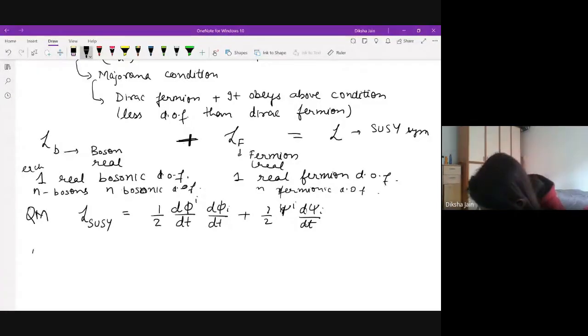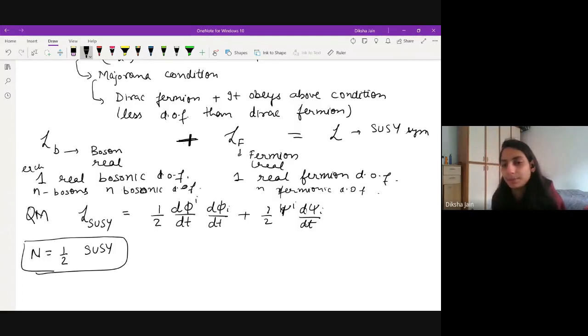This system is usually called an N equals half supersymmetric system, because when people do the counting, people take one complex supercharge to be N equals 1 SUSY. Since I took one real supercharge, this is called N equals half SUSY.